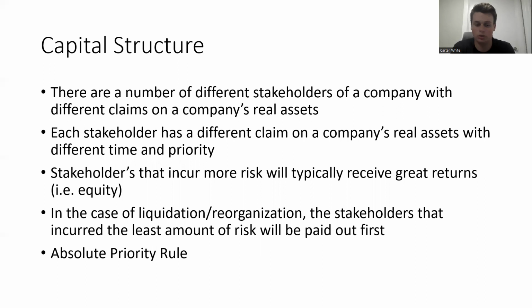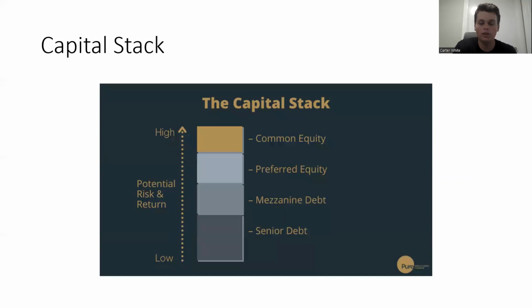It's all about the cash flows. But if the company isn't doing well, like in the case of bankruptcy, so like Chapter 7 liquidation or reorganization, the stakeholders that incurred the least amount of risk will be paid out first. This is by law. It's called the absolute priority rule. So as you can see here, this is the capital stack. It kind of shows priority on capital structure.